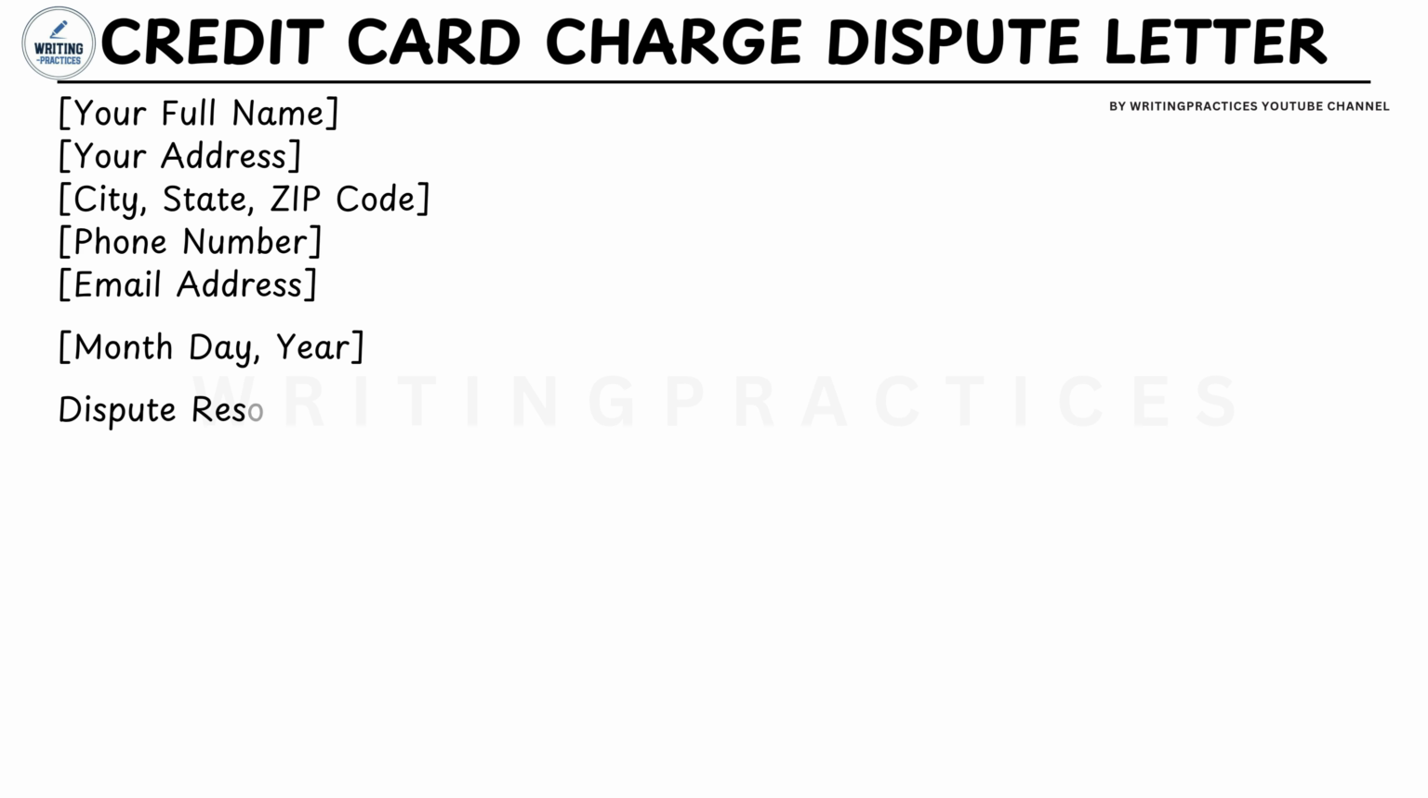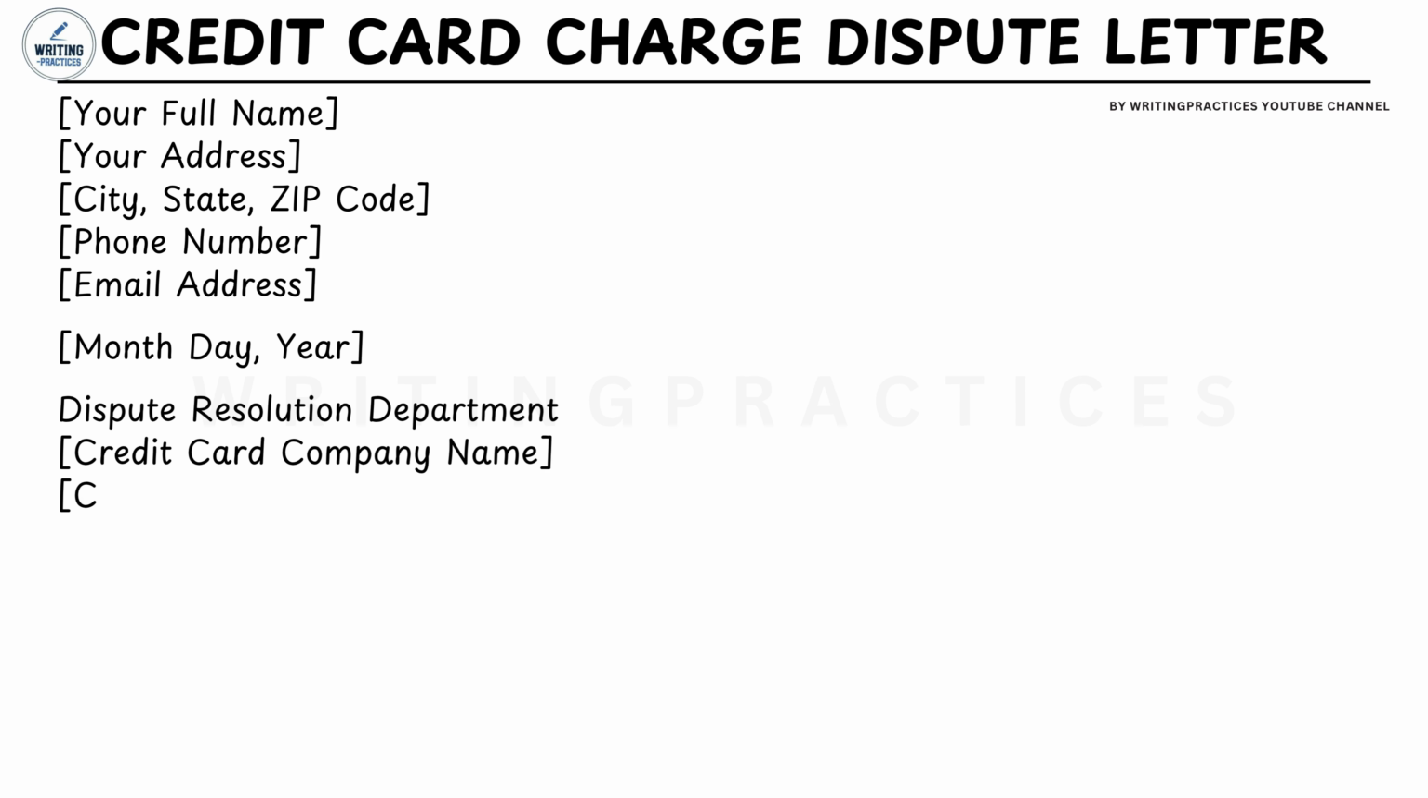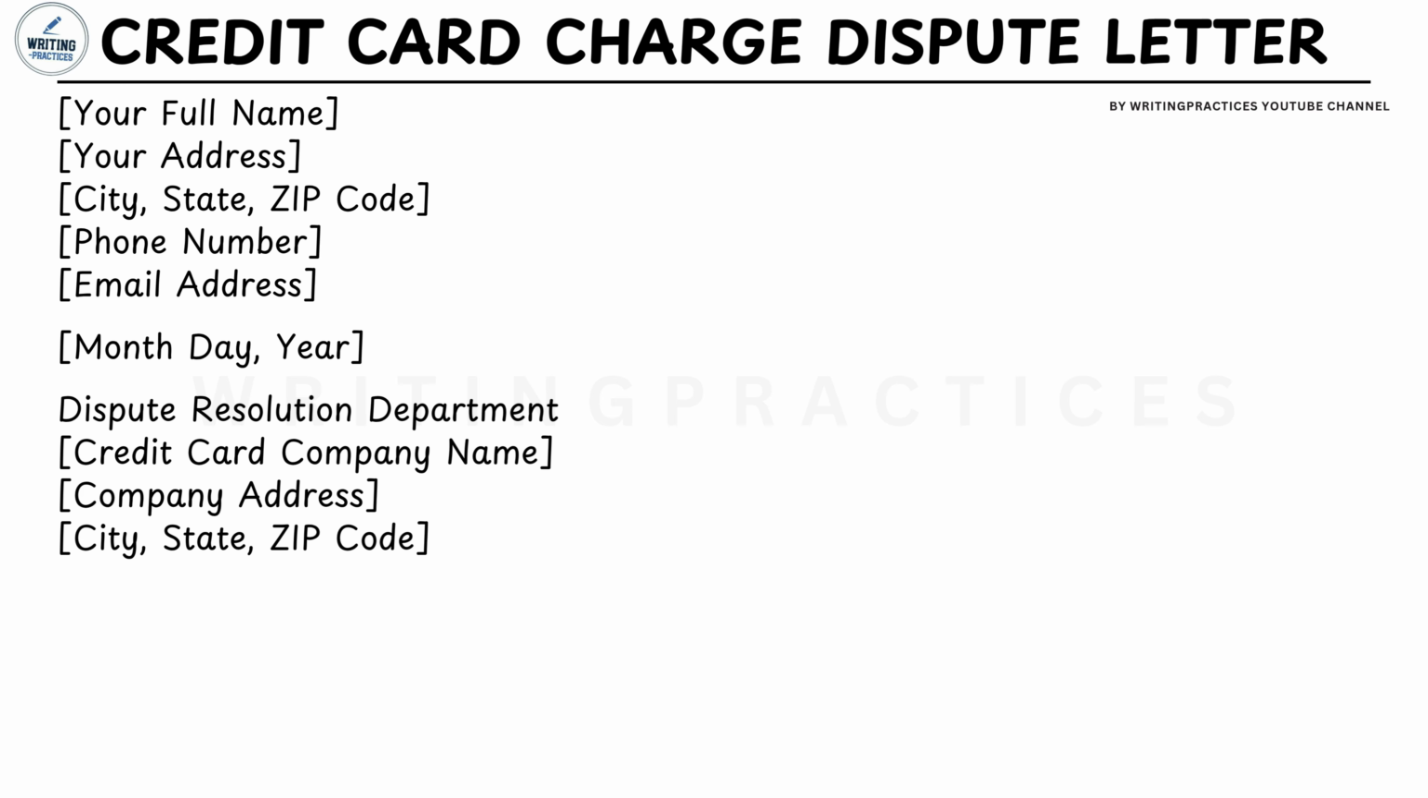Recipient information. Next, write the department that handles billing disputes. For example, Dispute Resolution Department, Liberty National Credit Card Services, 850 Finance Center Drive, Chicago, IL 60601. This ensures your dispute reaches the department responsible for investigating billing issues. Sending the letter to the correct department can help avoid unnecessary processing delays.